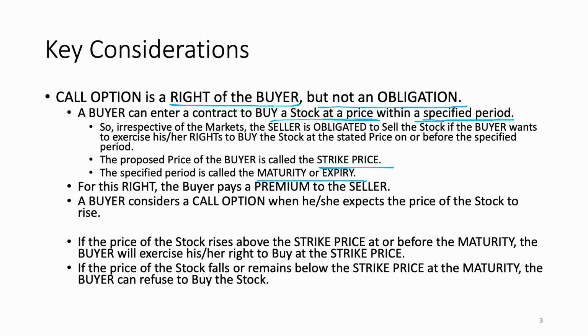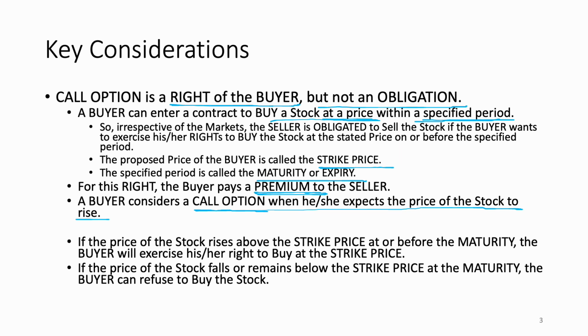Now, for having this facility where he has the right but not an obligation, the buyer pays a premium amount to the seller. The amount he pays for having this privilege is known as the premium. So you can understand that in a call option, a buyer will enter into a call option contract only when he expects that the stock price will rise. We will see through an example how this works.